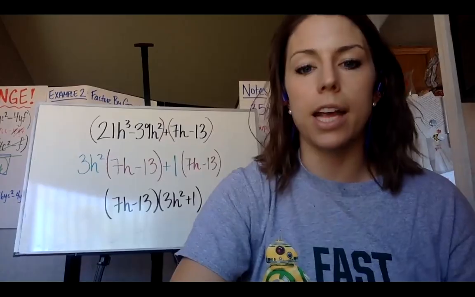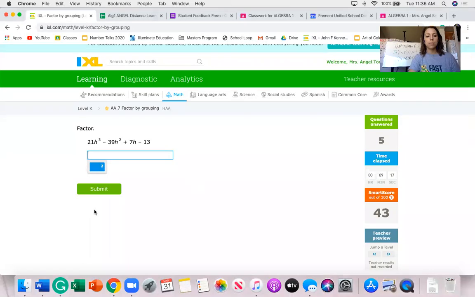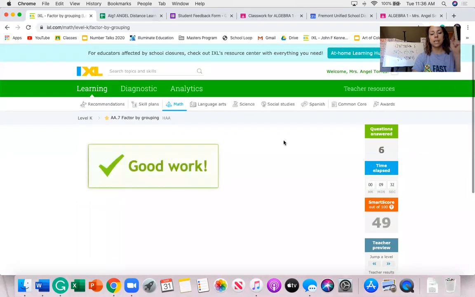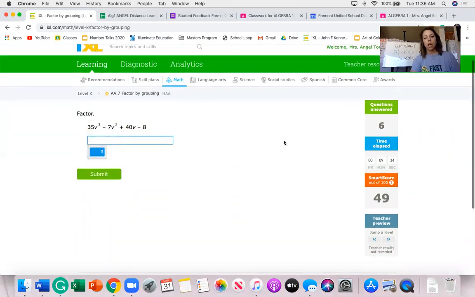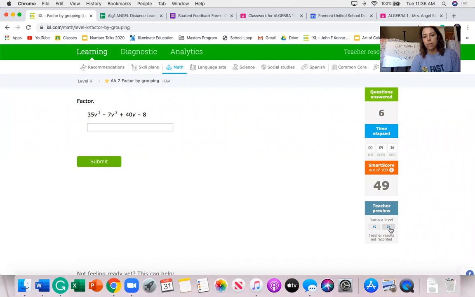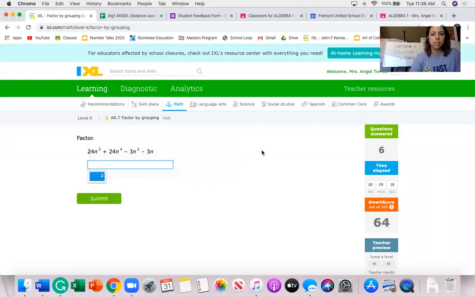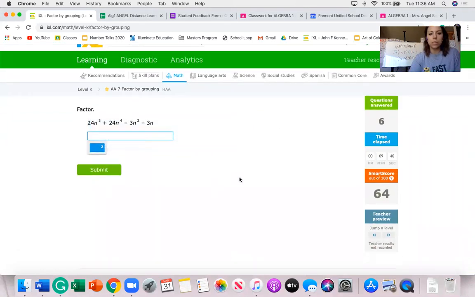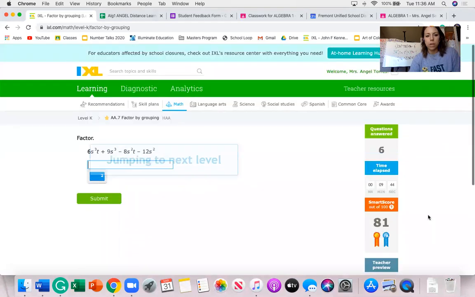Let's go ahead over here to IXL, plug that in. 7h minus 13 and 3h squared plus 1. See what they say, and it looks like we're okay. All right, I'm going to go ahead and jump a level here. Now, this IXL practice is going to start getting a little bit weird the more that we do our factoring out. So I'm actually going to jump one more level here to 81.